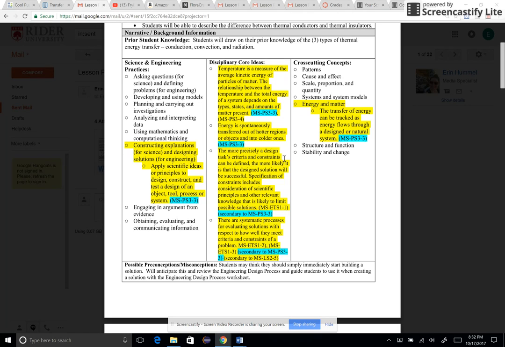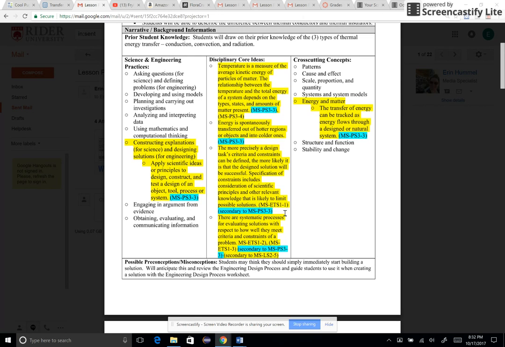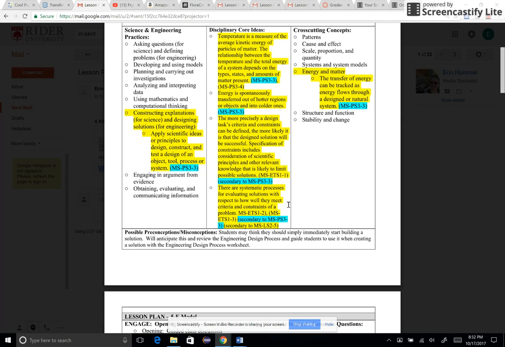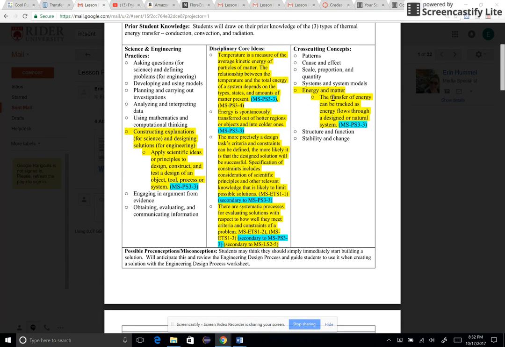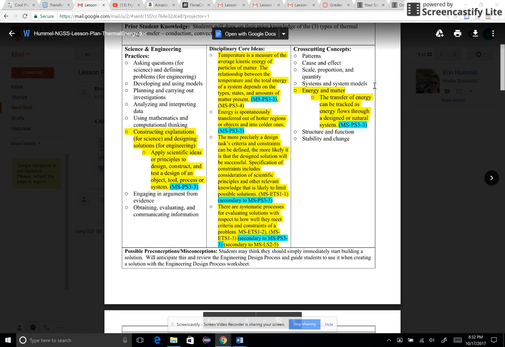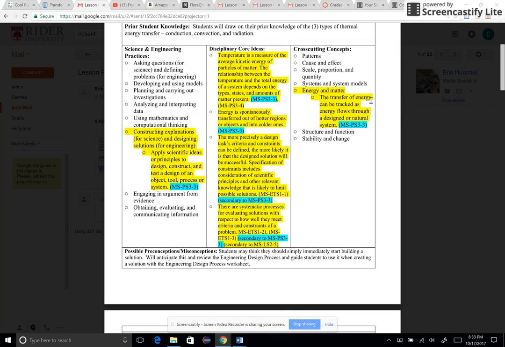The more precisely designed task criteria and constraints can be defined, the more likely it is that the design solution will be successful. Specifications of constraints include consideration of scientific principles and other relevant knowledge that is likely to limit possible solutions. And finally, there are systematic processes for evaluating solutions with respect to how well they meet criteria and constraints of a problem. And the cross-cutting concepts that are engaged in this lesson include energy and matter, and that the transfer of energy can be tracked as energy flows through a designed or natural system.